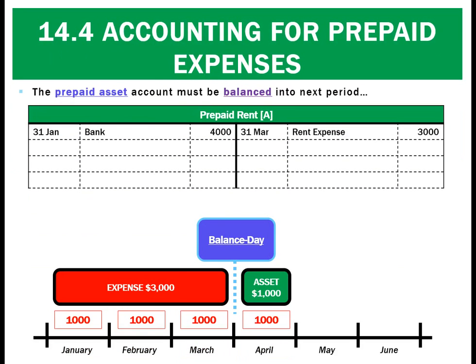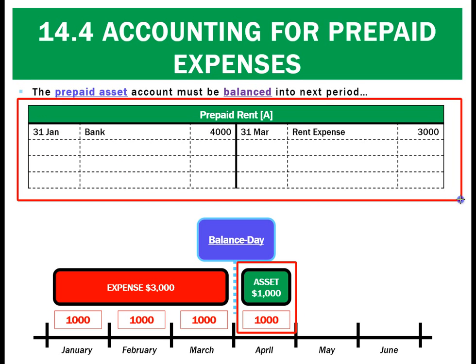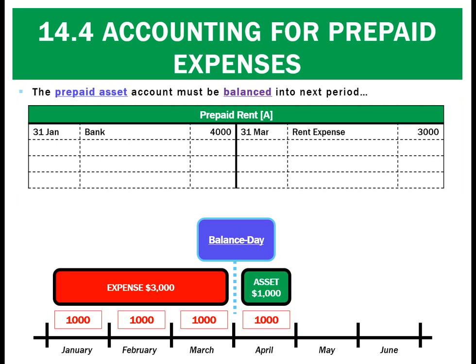The prepaid asset now has to be balanced because assets continue into the future. In our diagram, going forward after balance day we've got a $1,000 asset, but our ledger at the moment doesn't actually say that. So we'll need to balance it and make sure that it says we've got $1,000 going forward. Going back to our balancing procedure from the beginning of the year, we'll subtract away the difference, carry it forward, and our prepaid rent will be $1,000 at the beginning of April.